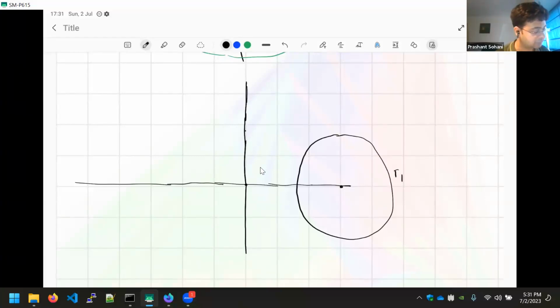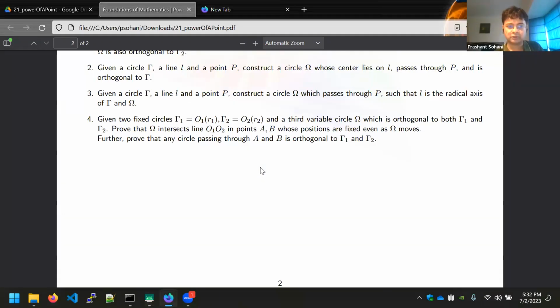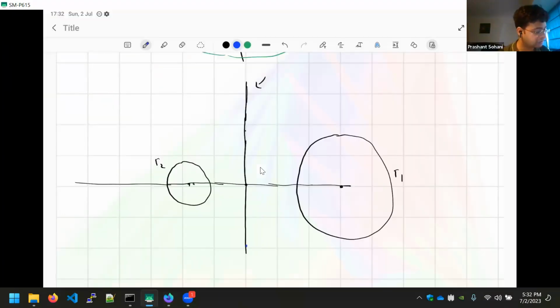So this is my circle gamma 1. And roughly, let me take the circle gamma 2 here. I've set things in such a way that this line in between is the radical axis of gamma 1 and gamma 2. Roughly speaking, it looks like that. On this line, if I take any point, you have already studied this multiple times, I can consider the circle centered at this point which is orthogonal to both the circles simultaneously. So maybe that circle is something like this.